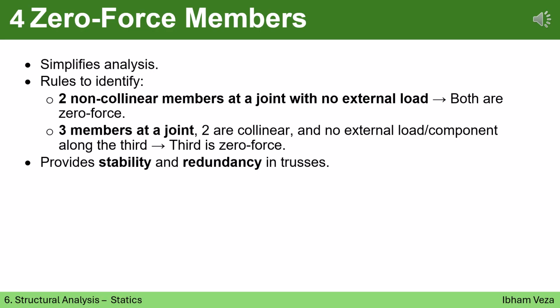Zero-force members. Zero-force members are truss members that carry no force under a particular loading condition. Identifying these members can significantly simplify analysis. One common rule states that if two non-collinear members meet at a joint with no external load, both are zero-force members. Another rule states that if three members meet at a joint, two are collinear, and there is no external load, then the third non-collinear member is a zero-force member. Although they may not carry force in a specific case, these members improve stability and structural integrity.